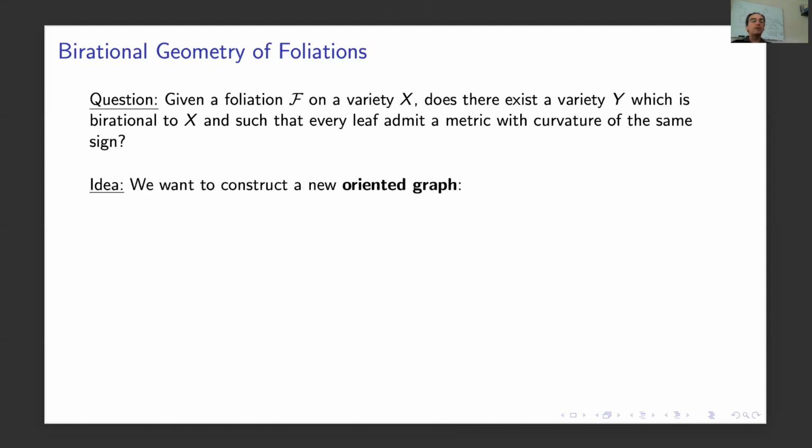So in order to achieve this, we really want to construct a new oriented graph, trying to generalize what we were doing before and make it even wider somehow, because given a variety X, there are many, many foliations.